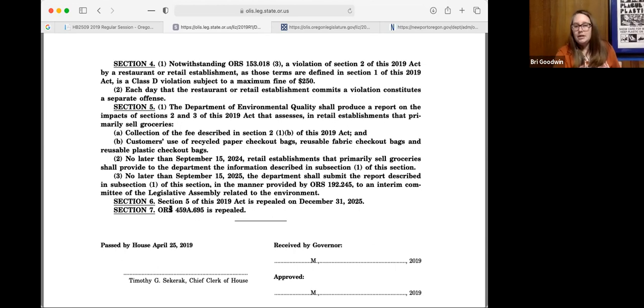And then Anna had mentioned sunset clause. So section 6 is essentially saying that this only happens one time, this gathering of data and reporting. And so that's why that part is repealed after December 31st, 2025. So then the rest of the bill will remain intact, but that reporting requirement will go away on December 31st, 2025.